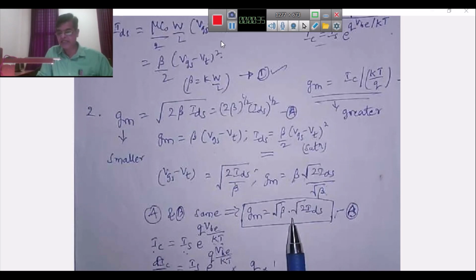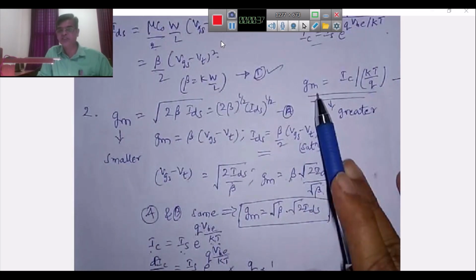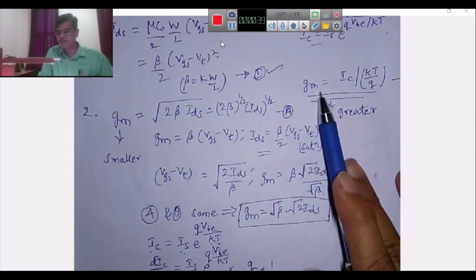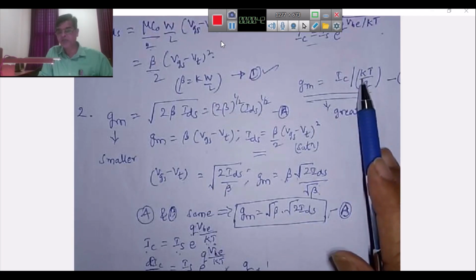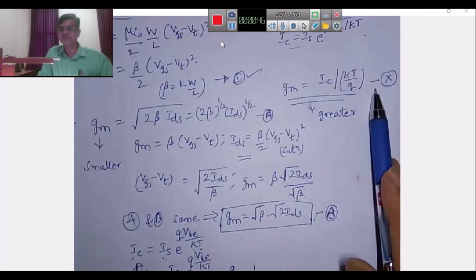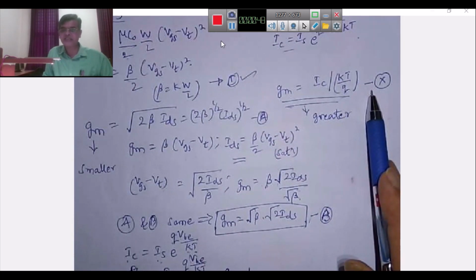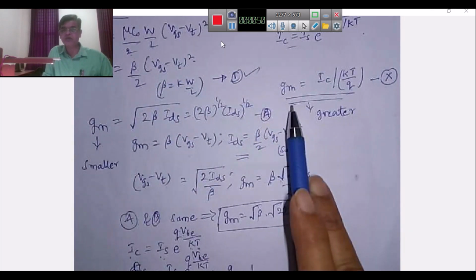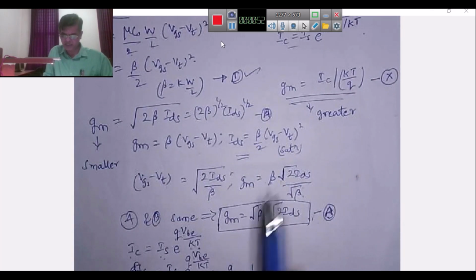Similarly, I can derive for gm. gm is equal to what? IC divided by, in the denominator, KT by Q. Call this equation X. Now just see how I write this. gm is equal to what? gm is given by this.